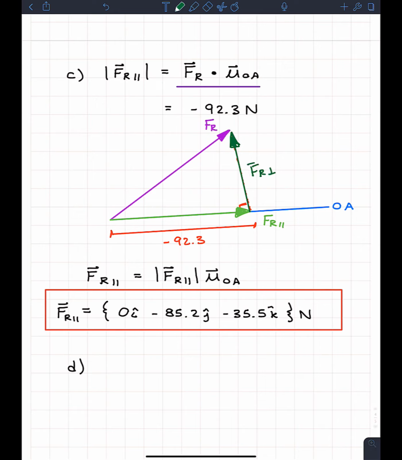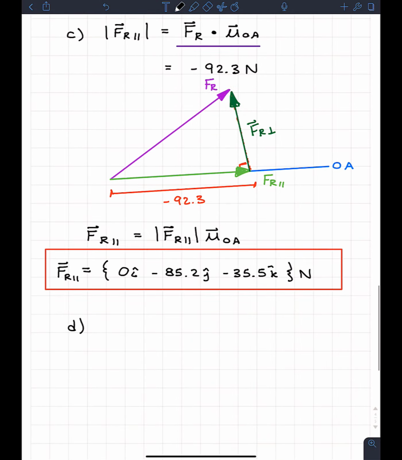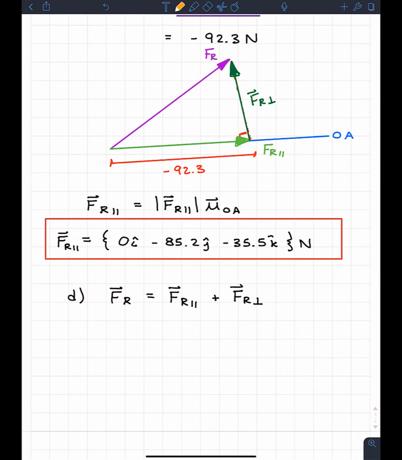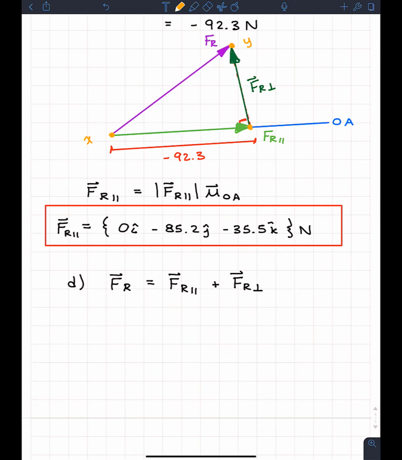And then it makes you wonder, okay, if I were to do resultant forces, we know that FR is going to be equal to FR parallel. We know those two already, but it's going to be plus FR perpendicular. And that makes sense because if I wanted to get from point, let's just call this point X to point Y, I have 2 options. I can just go all the way up FR and end up here, or I can go FR parallel to get to here, and then I go up FR perpendicular. I end up at the same point. They're equal, and this formula is always true.